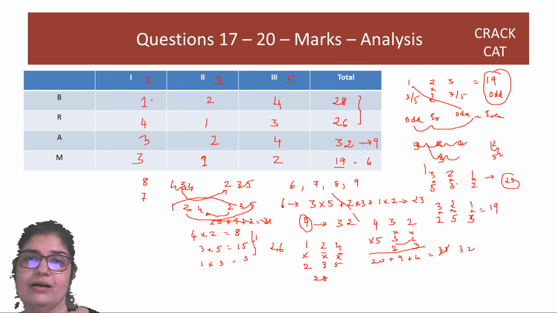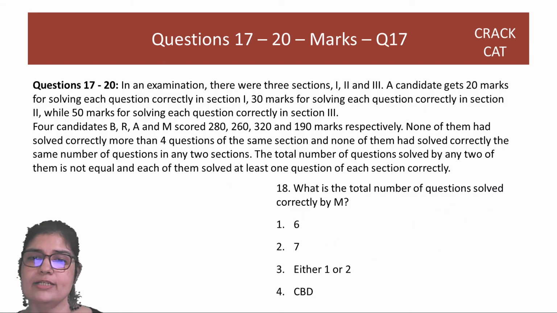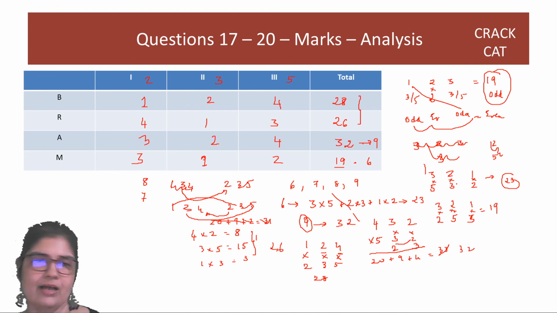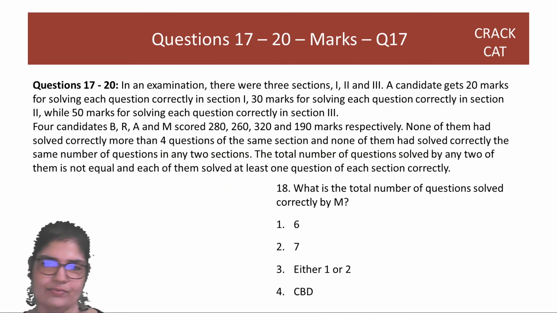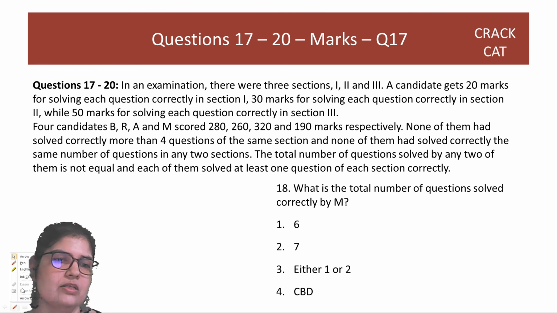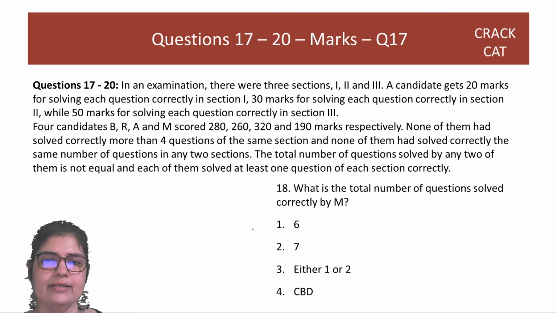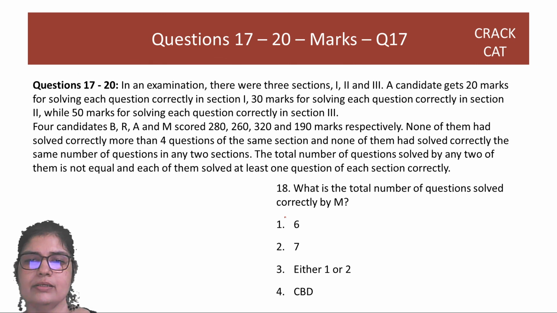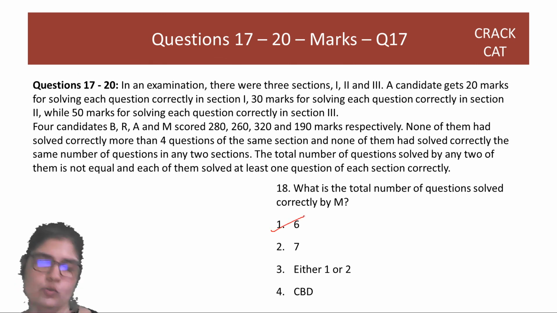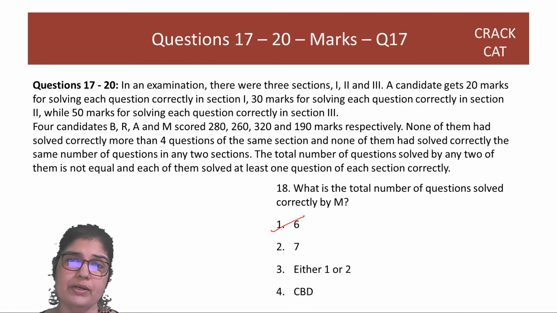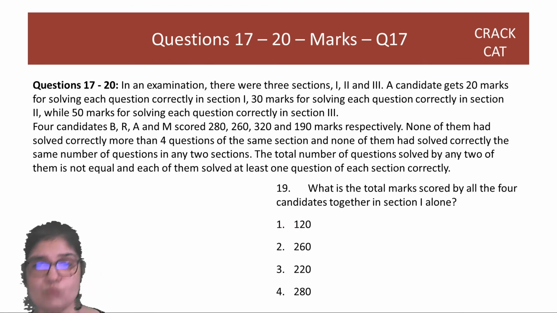Now you can answer the remaining questions. What is the total number of questions solved correctly by M? So M is the last guy. The total number of questions correctly is 6. So even if you get the first step right, कि इतना तो होना है, you'll get 17 and 18 without too much difficulty. Then it's a choice that you need to take. Do I go deeper and do 19, 20 or do I just move on?